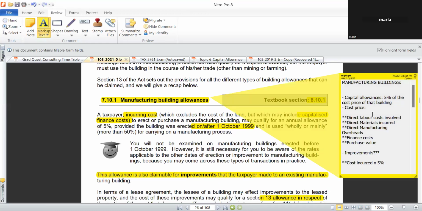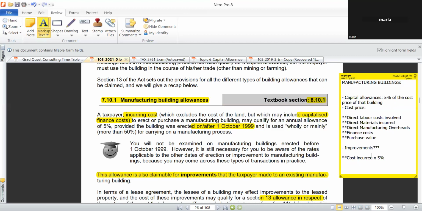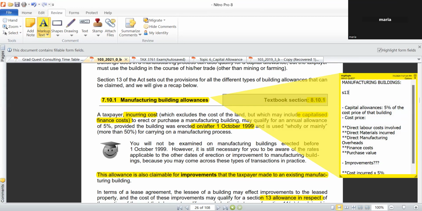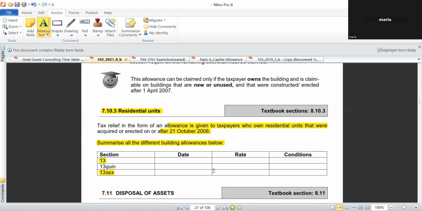So if that is the case, you just need the purchase price or the value of that asset, the building, and then you multiply the value or the purchase price by 5%. If there were improvements made, you just need the cost of the improvement incurred multiplied by 5%. Notice you are not apportioning further to say times 50% or times 55% or times 30% under the provisions of manufacturing buildings. You don't do that. Remember, this is where section 13, subsection 1 applies. And that's exactly what I'm just trying to summarize for you here.